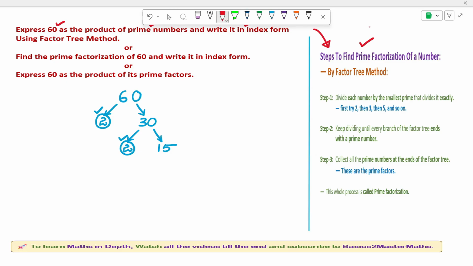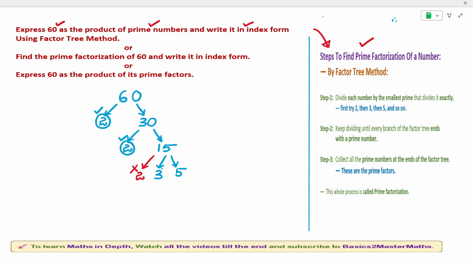Again, start dividing 15 by the smallest prime 2. Since 2 does not divide 15 exactly, move to the next smallest prime 3. Since 3 divides 15 exactly, we get 5.